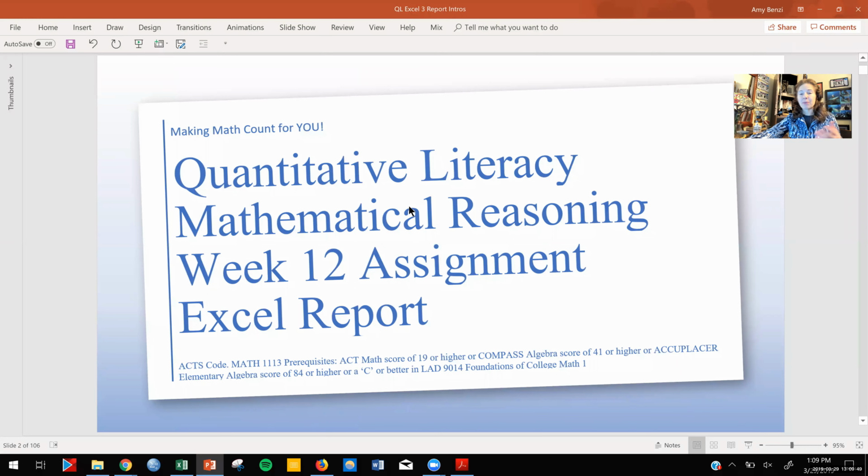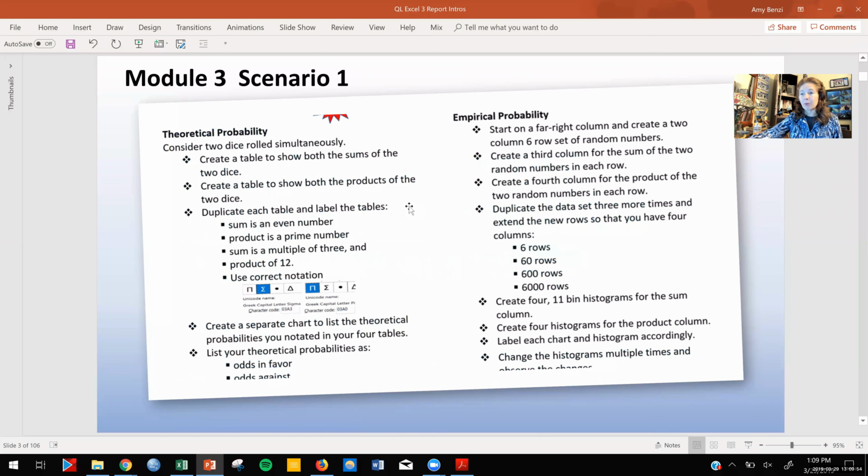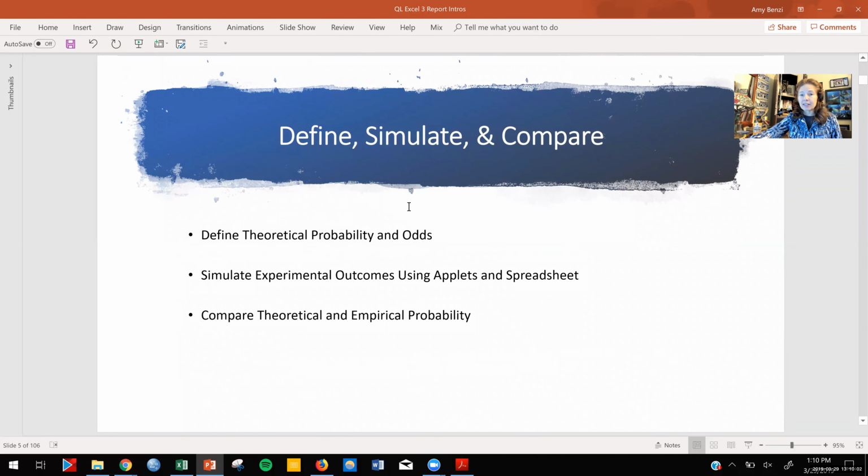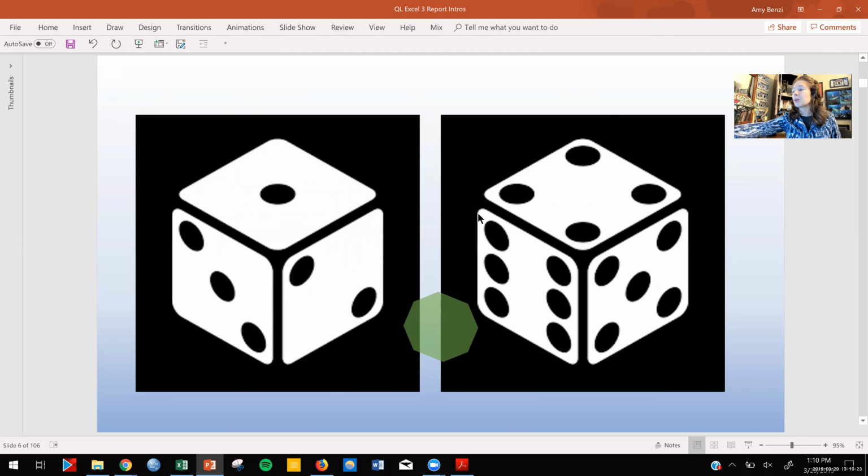So we're going to start off by talking about our Module 3 Excel report for scenario number 1. We are going to discuss theoretical and empirical probability. We are going to define theoretical probability and odds, and then we're going to simulate some experimental outcomes using applets and spreadsheets, and then compare theoretical and empirical probability, which we're going to find out that empirical probability just means to do some experiments.